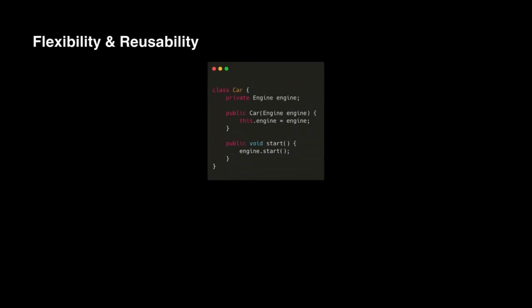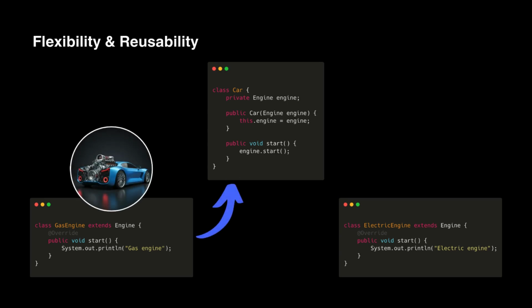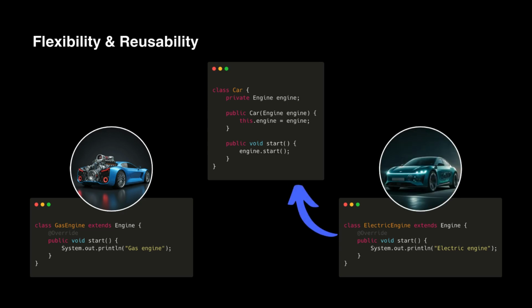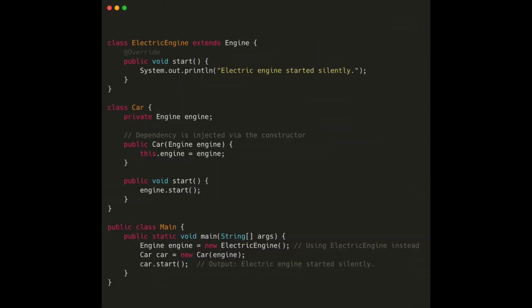Flexibility and reusability. Dependency injection also increases flexibility and code reuse. If you want to use the Car class with different types of engines, gas, electric, or even a mock for testing, you can easily do so without modifying the Car class. Let's expand this example to include an ElectricEngine and demonstrate how easily we can swap out dependencies. Now, without changing the Car class, we've swapped in an electric engine. This is the power of dependency injection, making your code flexible and adaptable.